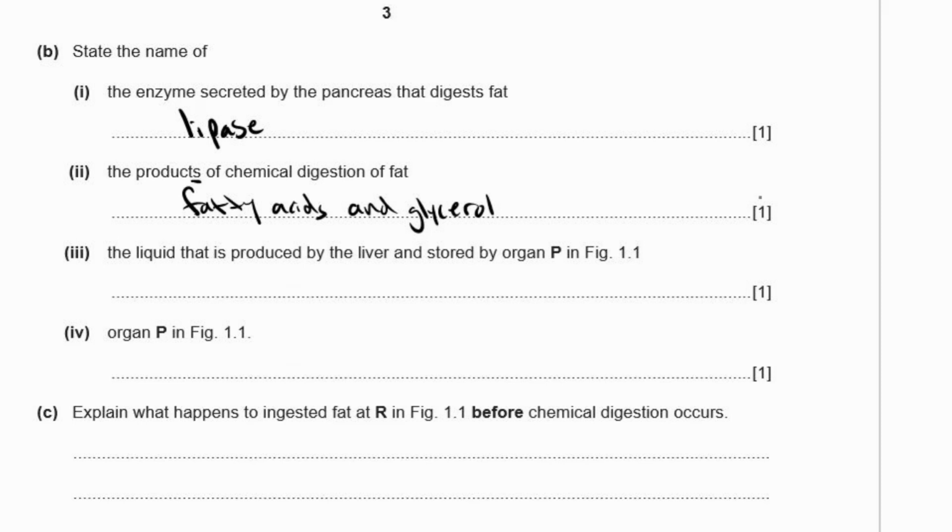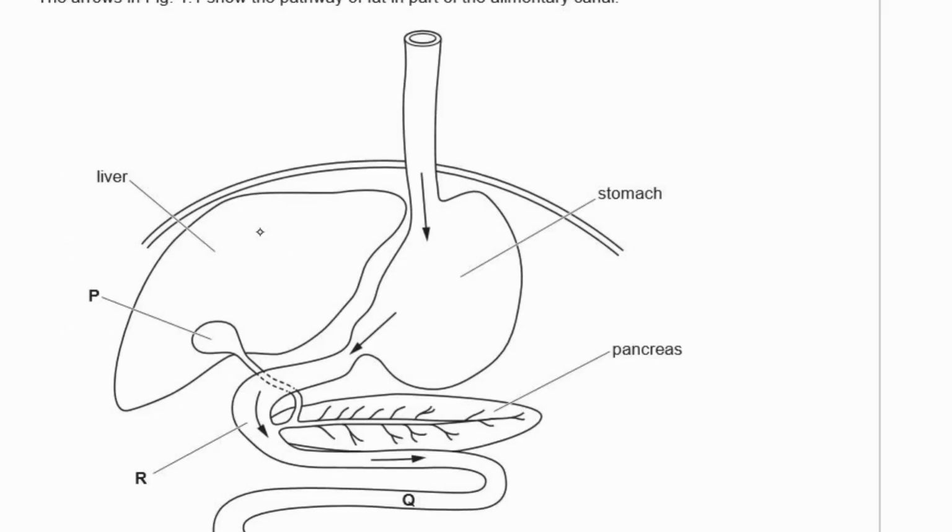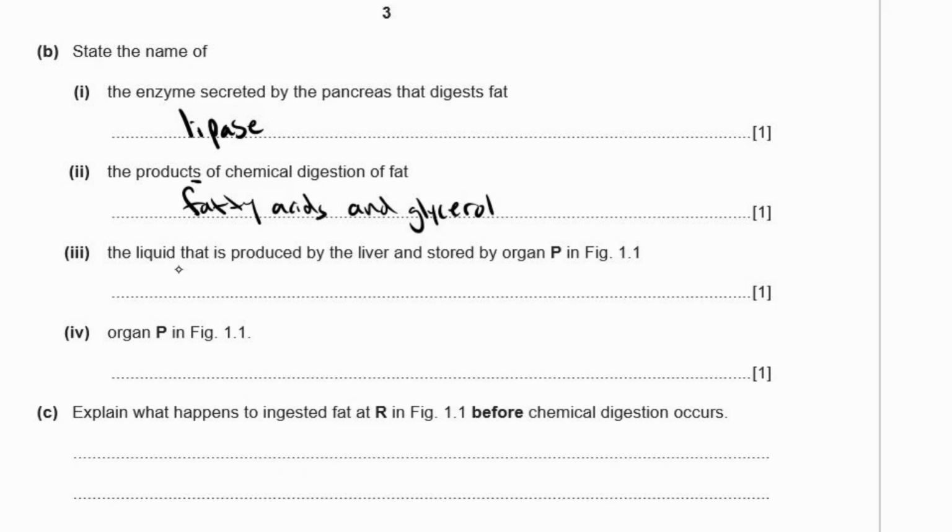Okay, 3. The liquid that is produced by the liver and stored by organ P in figure 1.1. Okay, the liquid that's produced by the liver and stored by organ P, well, that is the gallbladder. So the liquid is called bile. Bile. So organ P, as we just said, was the gallbladder.